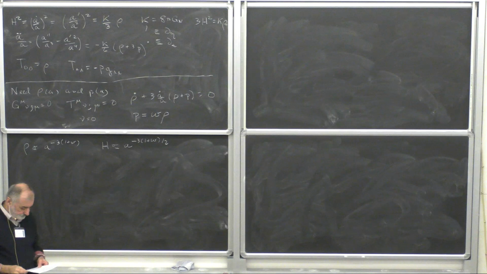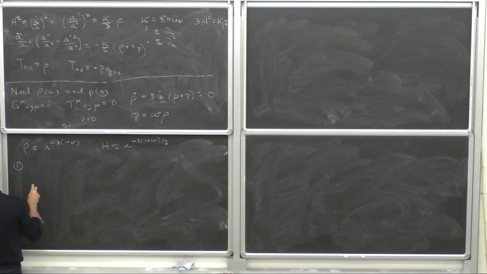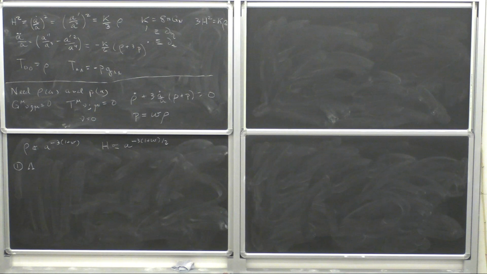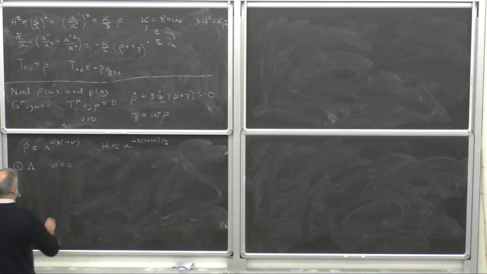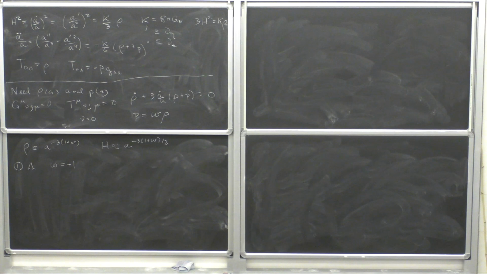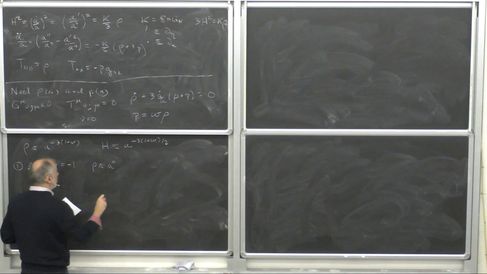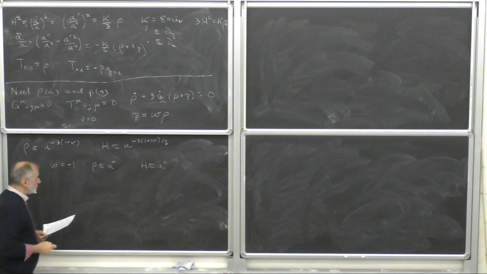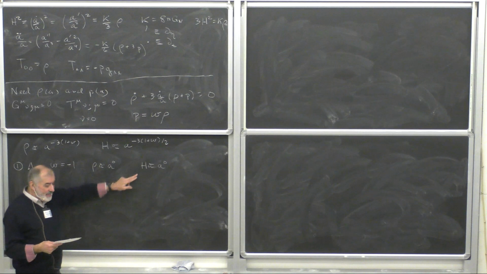So let's look at a couple of equations of state. The simplest thing we might imagine, well, I don't know whether it's the simplest thing, is the equation of state for the cosmological constant lambda. W is equal to minus one. The pressure is the negative of the mass density. If w is equal to minus one, rho scales as A to the zero, and H is also constant, A to the zero. So for a universe dominated by the cosmological constant, the mass energy density is constant and the expansion rate is constant.